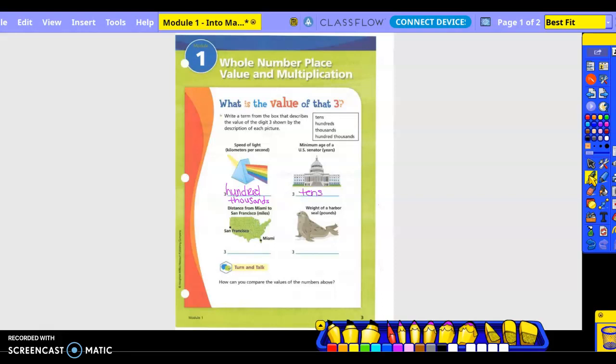Distance from Miami to San Francisco in miles, 3,000. So there is an S, but not a THS because we're not in the decimals. Weight of a harbor seal in pounds, 100.